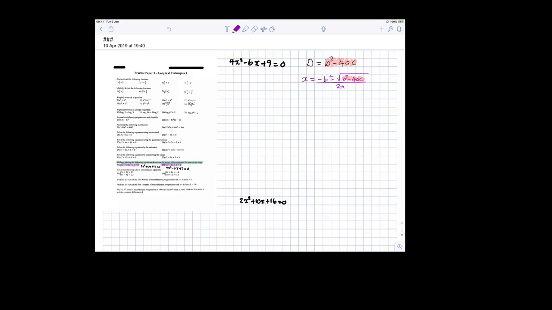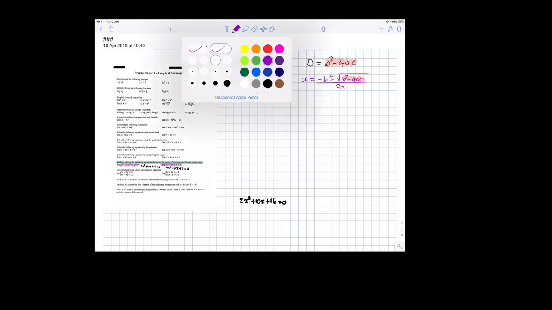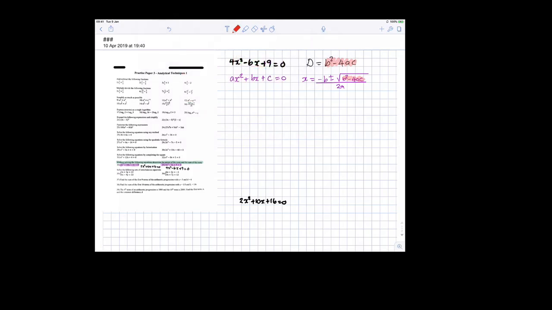Okay, so in this equation we could take the original equation for the quadratic as ax squared plus bx plus c equals 0, and with that we know that a, for example, equals 4, b is minus 6, and c is 9. So a equals 4, b equals minus 6, and c equals 9.